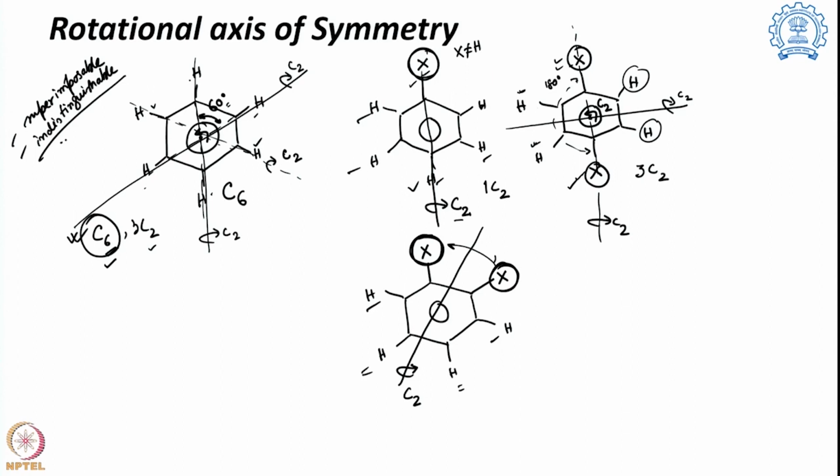I have found BF3 as a C3, unsubstituted benzene as a C6, whereas the substituted benzenes are mostly lingering around the C2 axis of rotation. So, with that we are going to move to the next one, the reflection through a plane of symmetry.